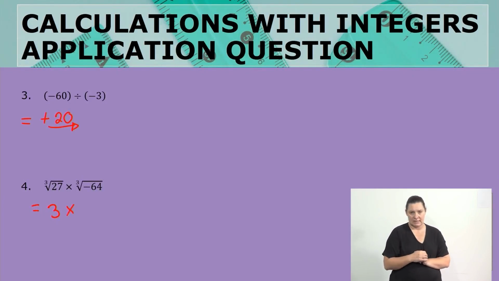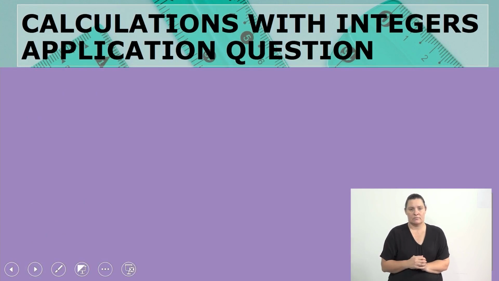We are multiplying that with the cube root of a negative 64. Do you remember what the cube root of negative 64 is? Yes, you are correct. That will be a negative 4. So a cube root of a negative number does give us a negative number. So now we are multiplying a positive 3 with a negative 4. A positive multiplied by a negative number will give us a negative answer, and then 3 times 4 is equal to 12. So our answer there is a negative 12. Let's move on to the next one.